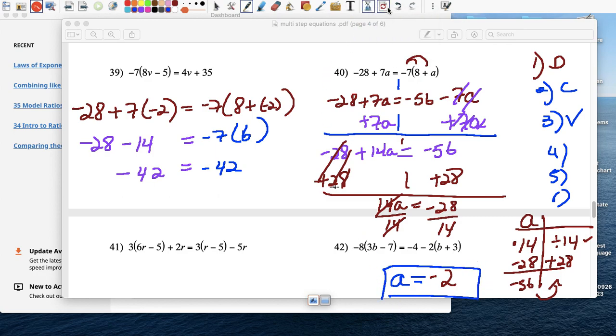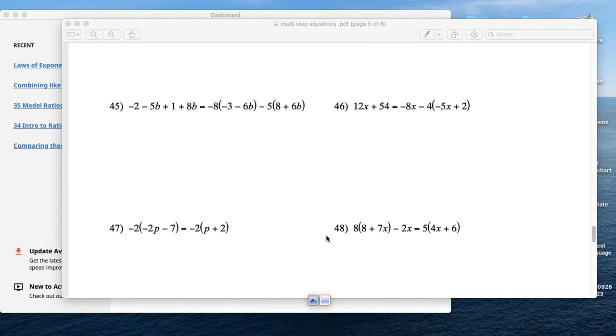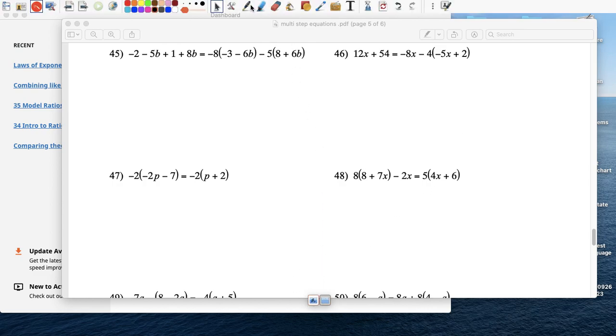Last problem. Jeez. Last problem is 46. All right, so 46 doesn't look that bad. 1, distributive property. Yes, there is, right here. So don't worry about anything else for now.